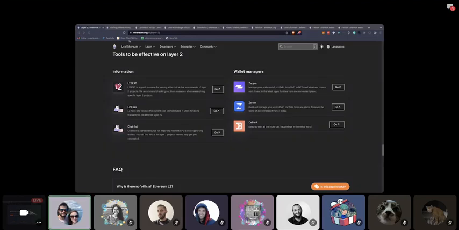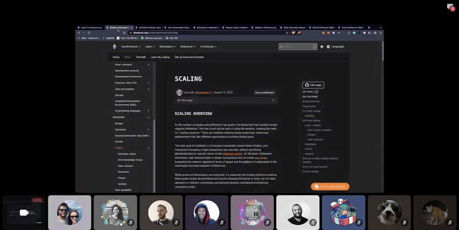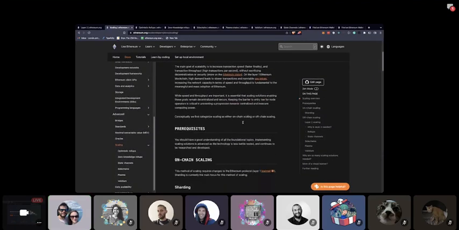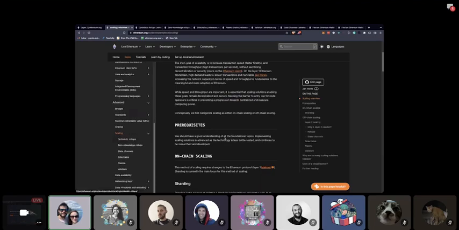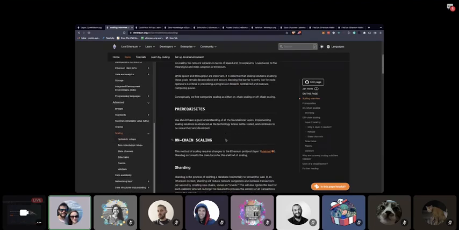In addition to this page, we had a community member, Emmanuel, who did a lot of work to revamp our developer docs content on scaling solutions. So he started off with updating just our general scaling page, and then moving on into the different subsections of scaling, being optimistic rollups.